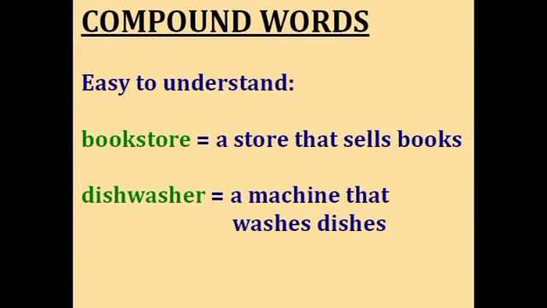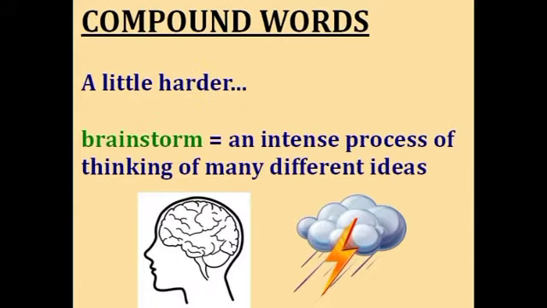So sometimes compound words are easy to understand. A bookstore is a store that sells books. Makes sense. And a dishwasher is a machine that washes dishes. Maybe you have one in your kitchen. But others might not be so obvious.